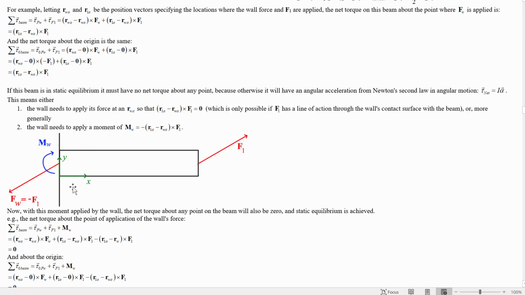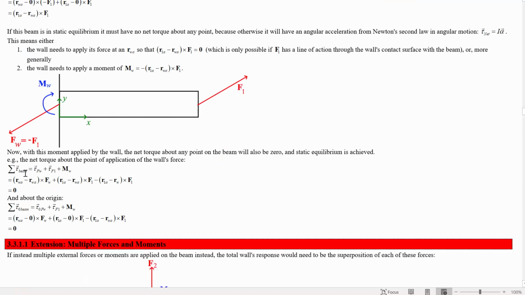So now that we're applying this, if you find the net force on this beam, you'll get 0 because this one cancels with that force. And if you find the net torque about any point, you'll get 0 as well, because we've defined this moment so that it perfectly cancels the moment created by the couple of forces.